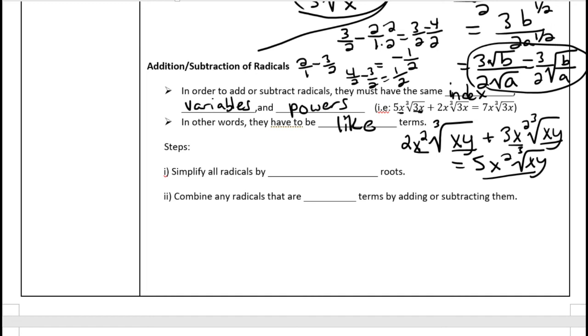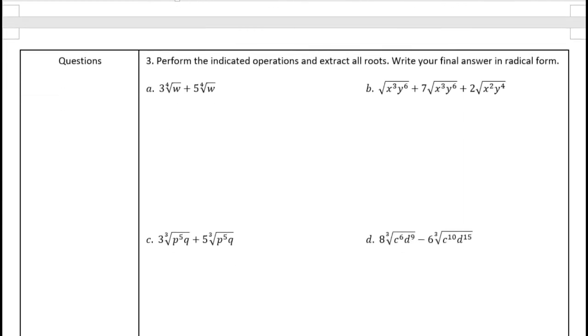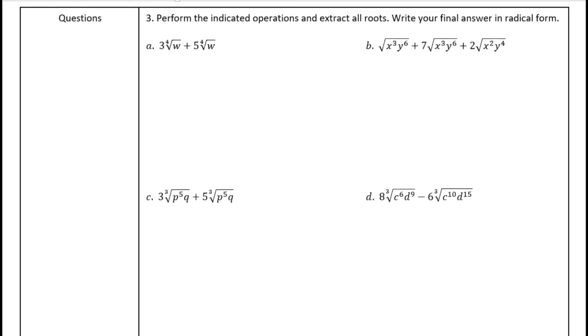All right, simplify all radicals by extracting roots. Combine any radicals that are like terms by adding or subtracting. So those are our 2 steps. So we're going to go ahead and extract our roots and then combine. Here, there's nothing to do really. All you have to do is, those are like terms, so you can combine them. And there's our guy. That's easy. Since they're like terms, you can add them, and there's nothing to extract.